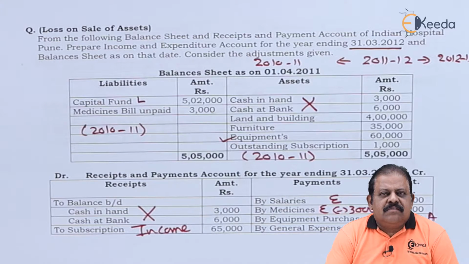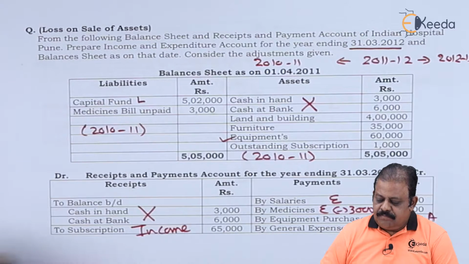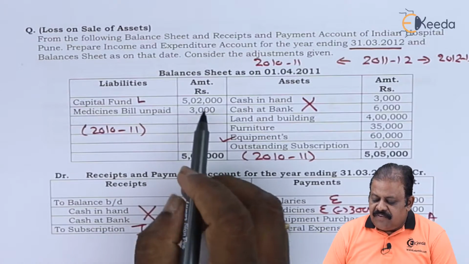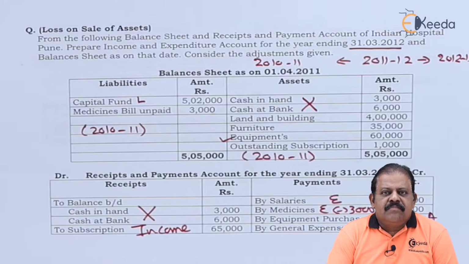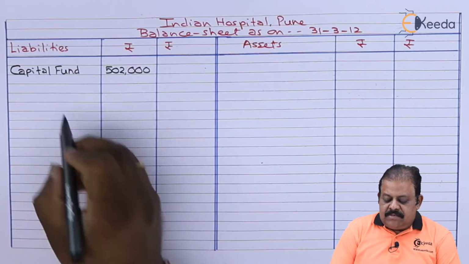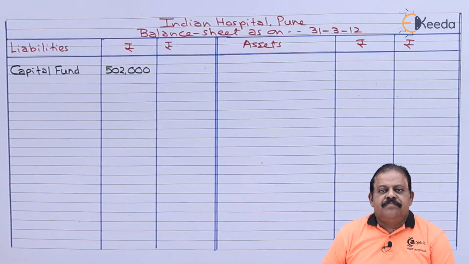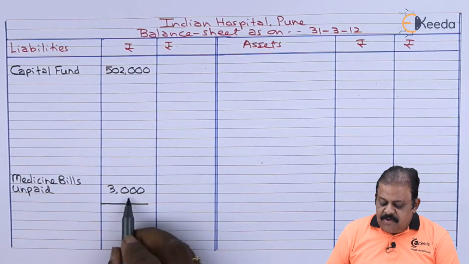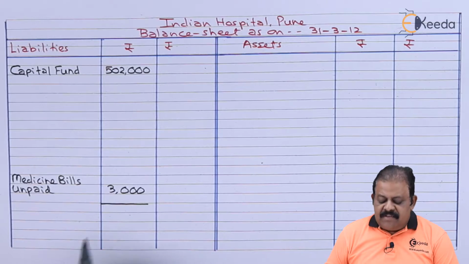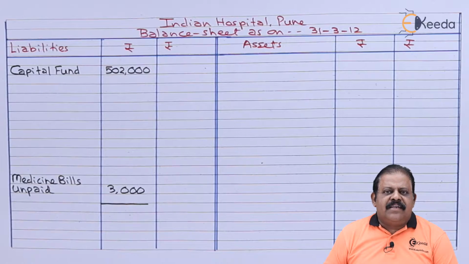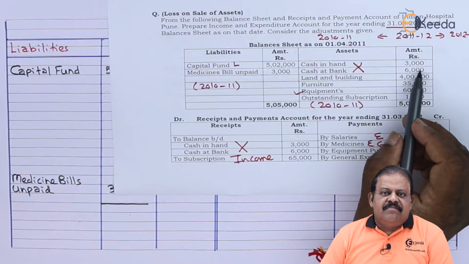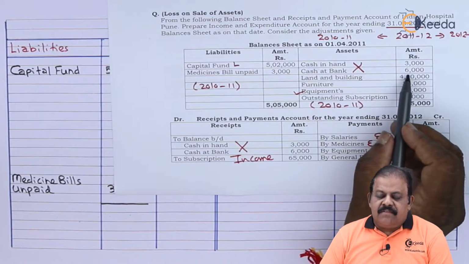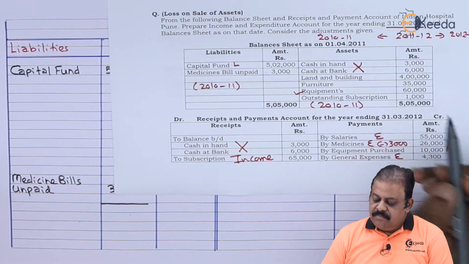Let us start with opening balance sheet. First item we have capital fund 5,02,000. This will be recorded in new balance sheet on liability side as starting point. Liabilities, capital fund we have 5,02,000. Medicine bills unpaid, amount is 3,000. These bills belong to previous year, recorded as unpaid on liability side. Opening balance of cash in hand and cash at bank will not be recorded anywhere in accounts.